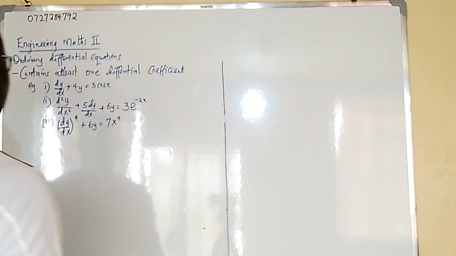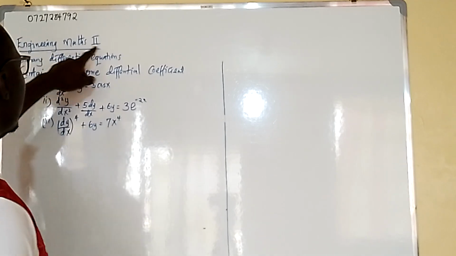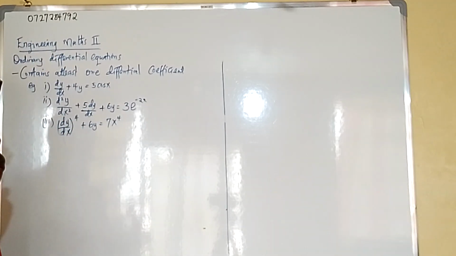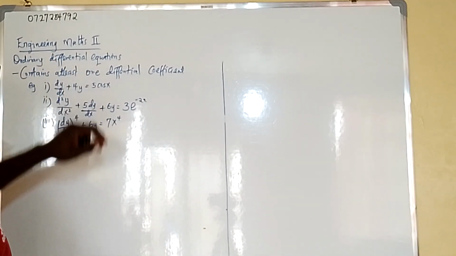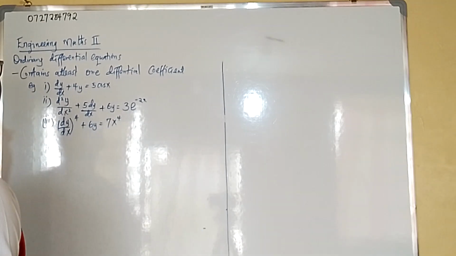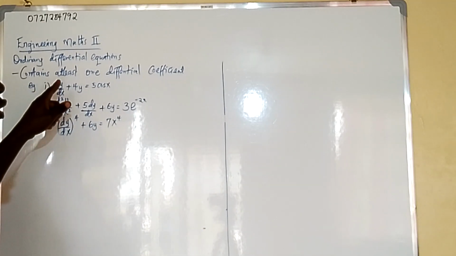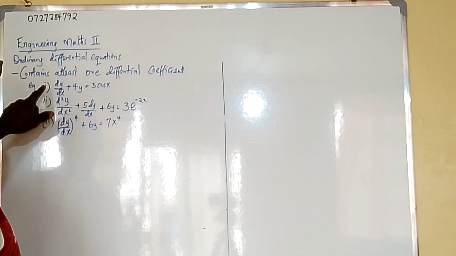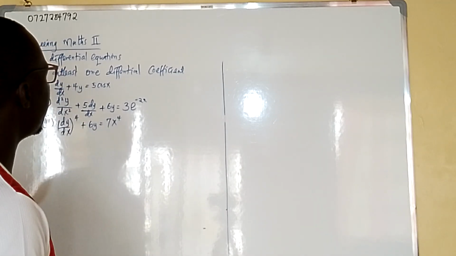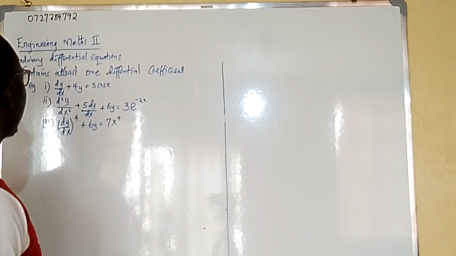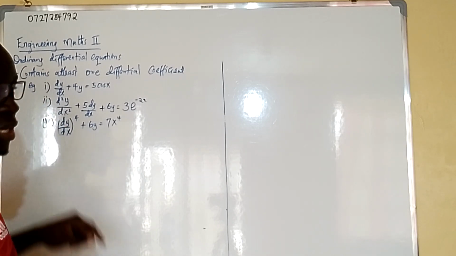We are going to check onto Engineering Mathematics, Year 2, Ordinary Differential Equations. Ordinary differential equations are equations that contain at least one differential coefficient. There are some examples here.